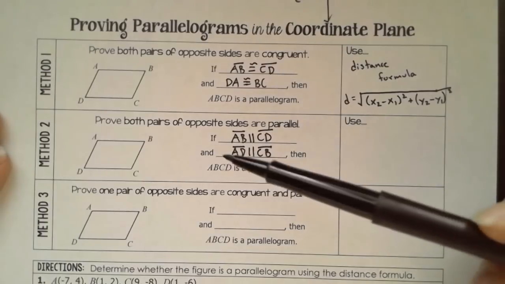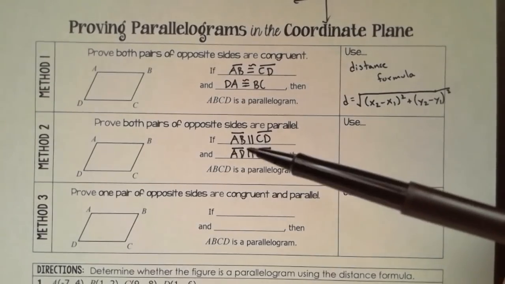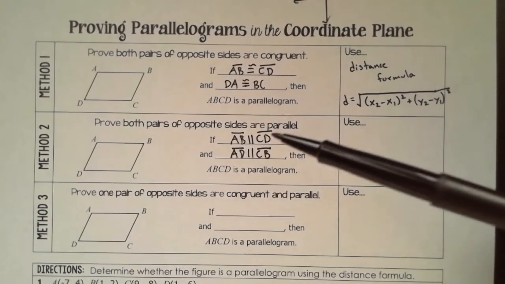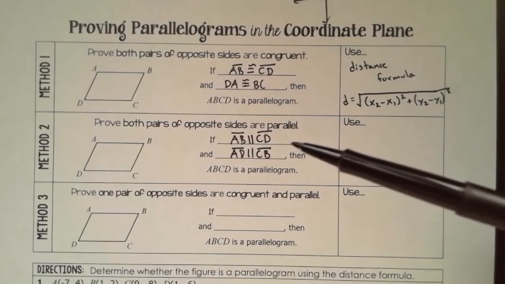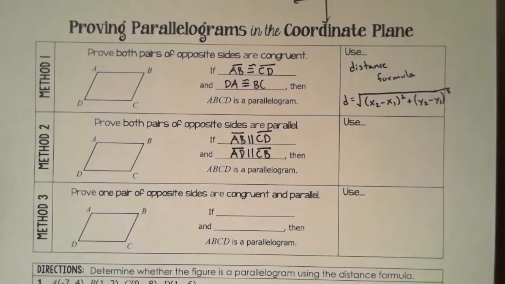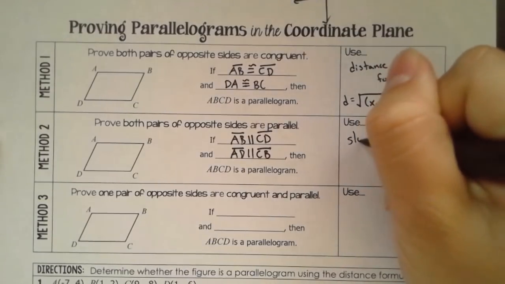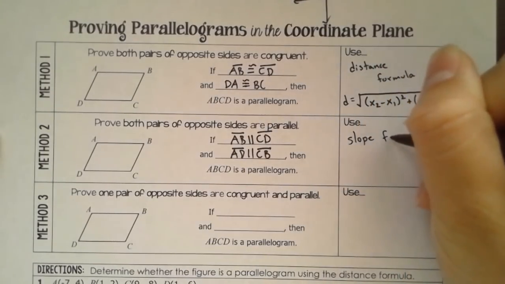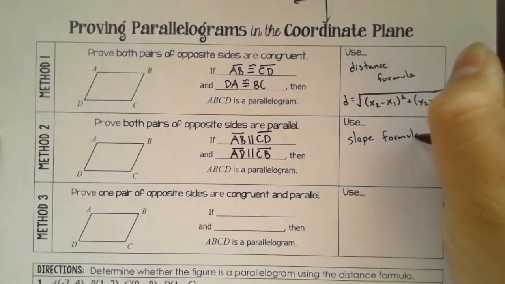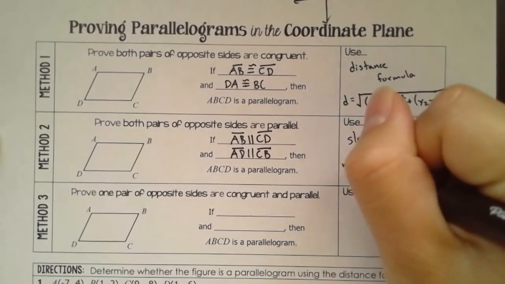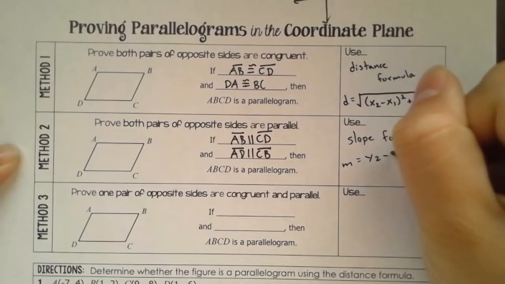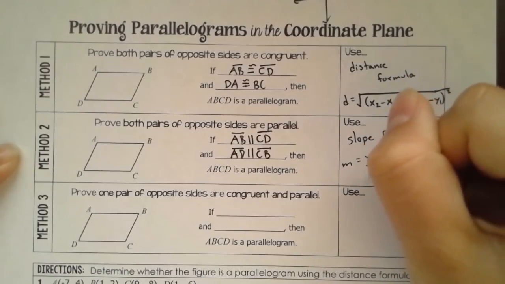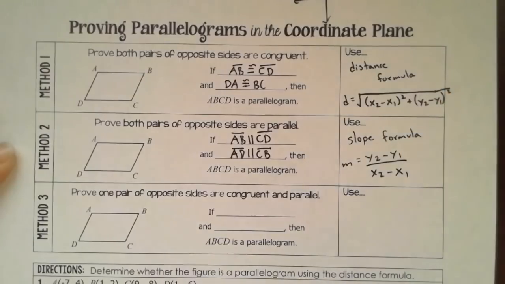So how would you use the idea that the pair of sides are parallel? Okay, you would use the slope formula for method 2 to show that proof. And if you recall, the slope formula is m equals y2 minus y1 over x2 minus x1. That's slope.